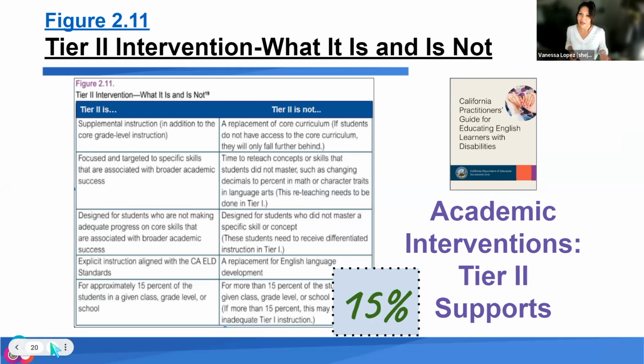specific skills. And again, this table goes through all of those steps, what it is, what it isn't. I want to call your attention to 1, 2, 3, 4, 4 down the line to again know that explicit instruction for English learners has to be aligned to the ELD standards, because in tier 2, we're not replacing it. It continues.